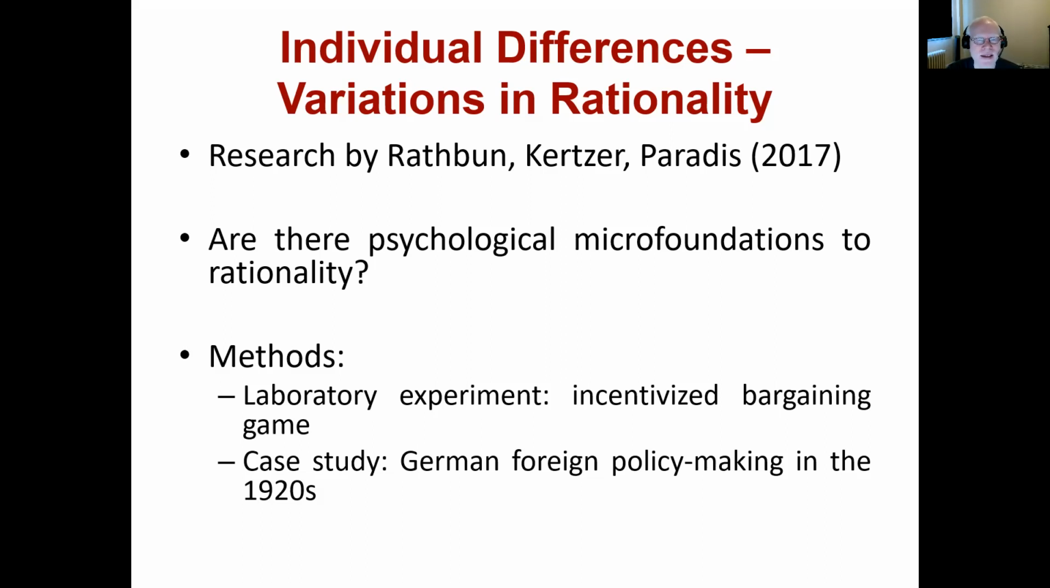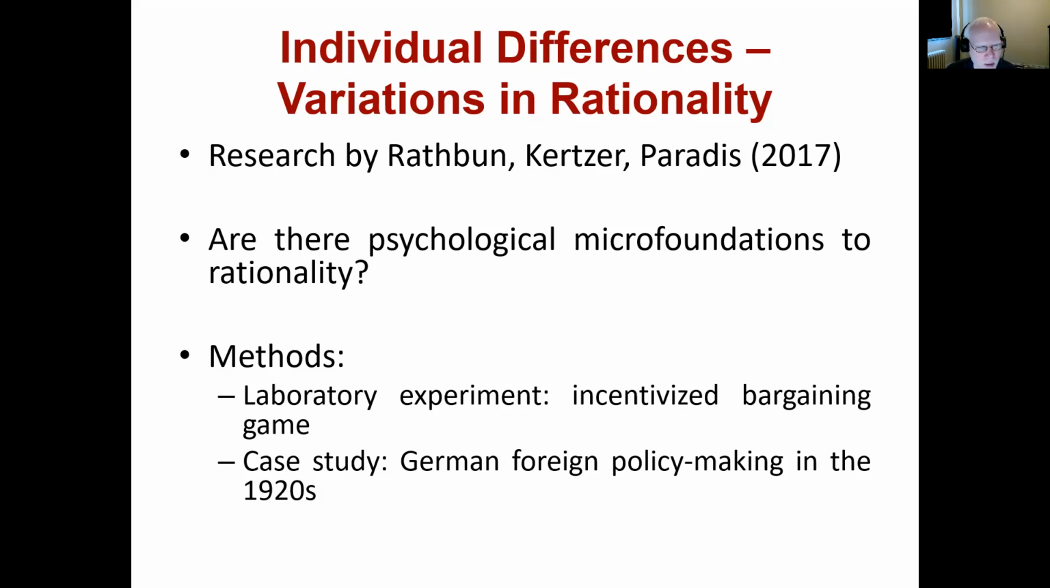Is it the case that our error is random? So one time it might be one person who makes an error, and the next time it might be another person, the next time another person. Or is rationality predictable? Are some people more rational than others? So there are individual differences that could predict errors or deviations from rationality. So are there psychological micro foundations to rationality? Can we use psychology to explain who's more likely to behave in a rational manner than others?